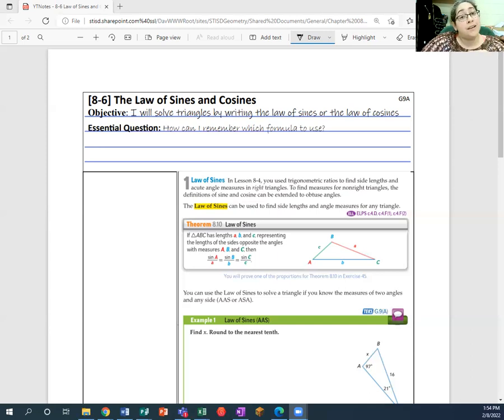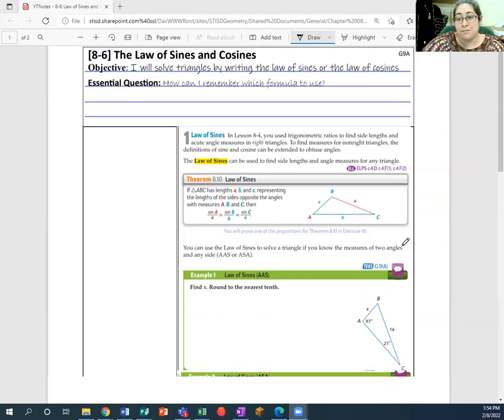The law of sines and cosines allows us to use trig, which right now is based only on right triangles, on triangles that are not right, on triangles that are acute triangles or obtuse triangles. And it allows us a way to calculate measures in those not right triangles. Let's see how we do that.